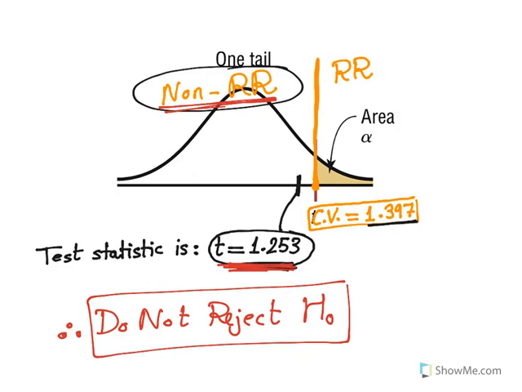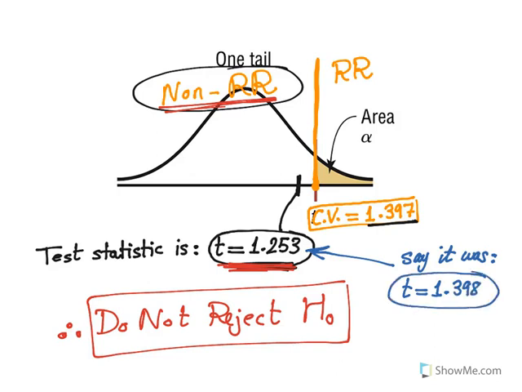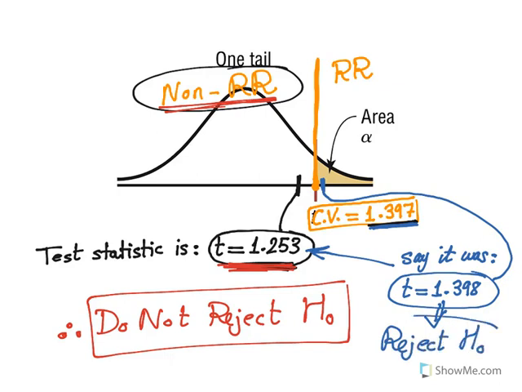But let me just tell you something. What if this t that you computed here, let's say from the given, you computed it and it was t equal 1.398, for example. If it was 1.398, it will be more than 1.397, so it will lie here to the right side. And then for this t, you would say reject the null hypothesis.